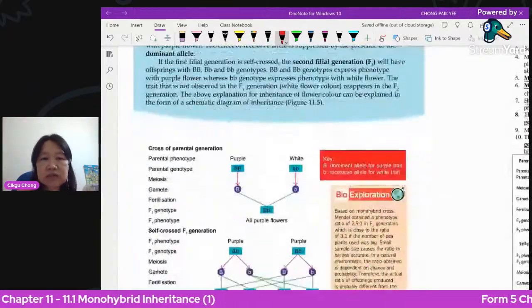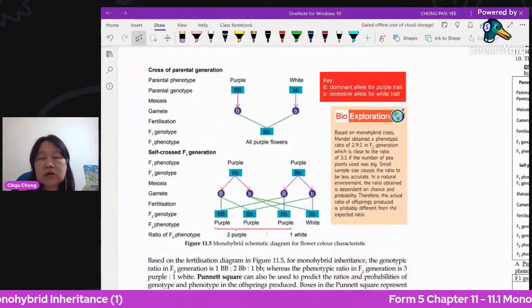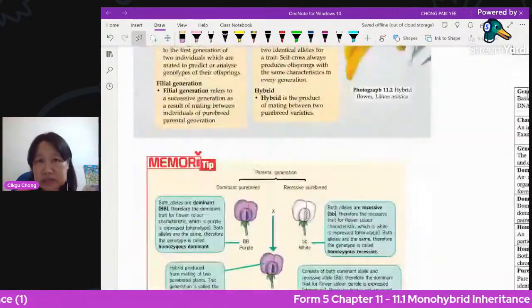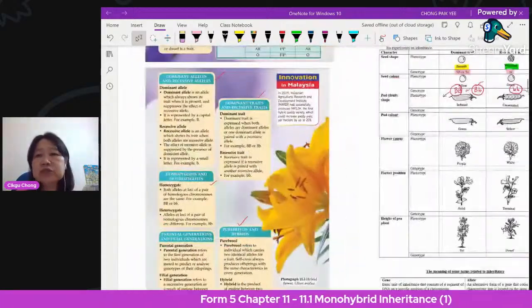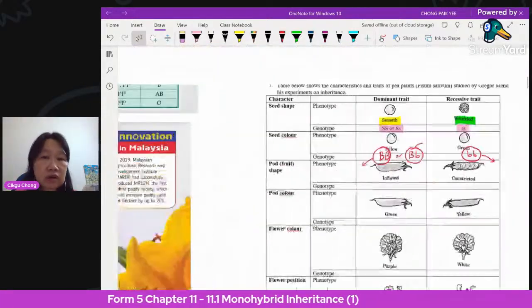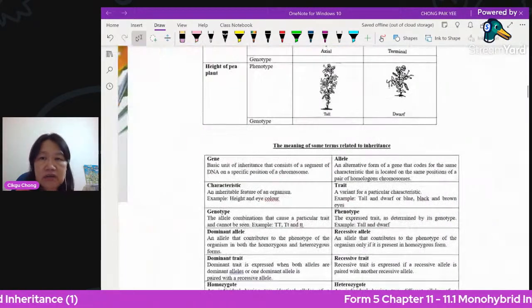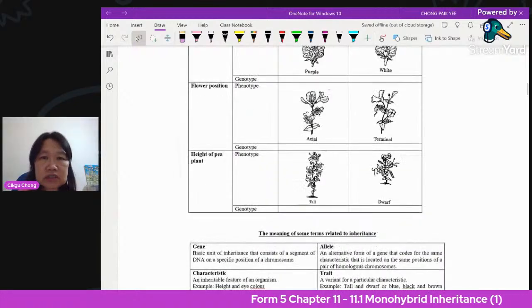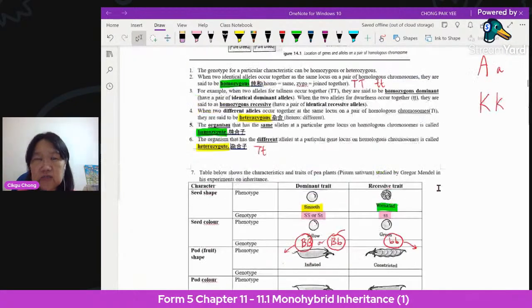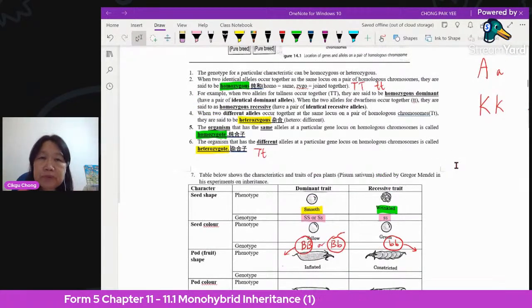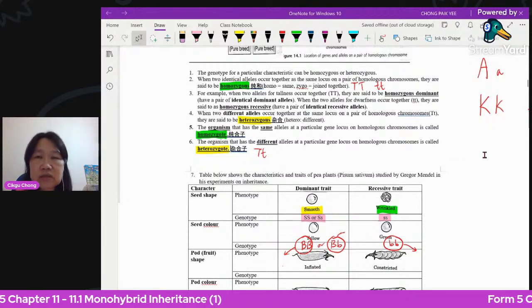Next lesson I will teach you how to draw this diagram. That is called the monohybrid inheritance. Today I want to introduce this. I want you to learn all these important terms. Without this, you will be lost in your next lesson. For those who have not seen this, please tell your friends to go and look through this video before our lesson next week on Monday and Tuesday.